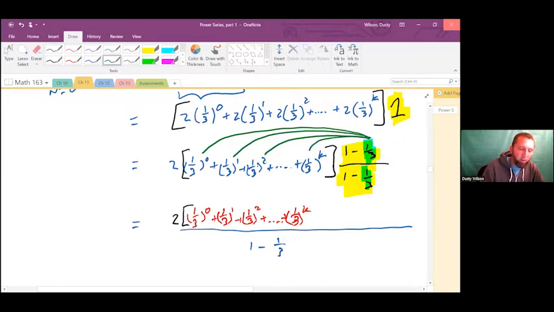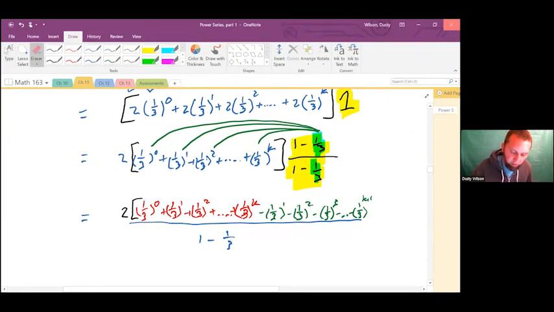And so I get negative 1/3 times 1/3 to the 0. So this would be minus 1/3 to the 1. And then 1/3 times 1/3 to the first would be minus 1/3 squared. And then minus 1/3 cubed, all the way to the last one, which is going to be minus 1/3 to the k plus 1. Running out of space.